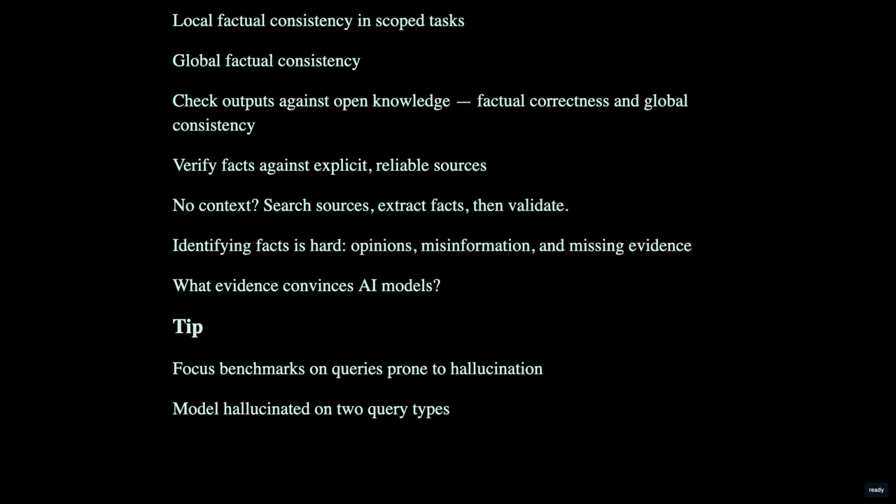In a project, I noticed the model consistently hallucinated on two kinds of queries. One type required precise external facts, and the other involved speculative inference where the model filled gaps with false details.